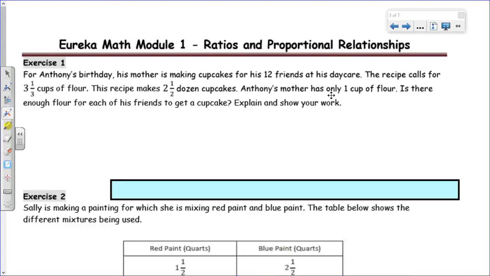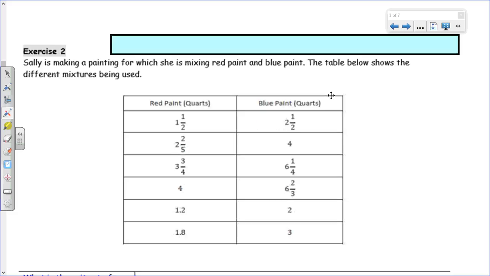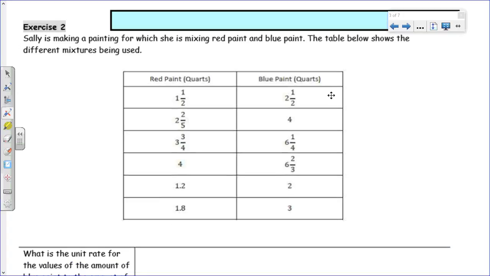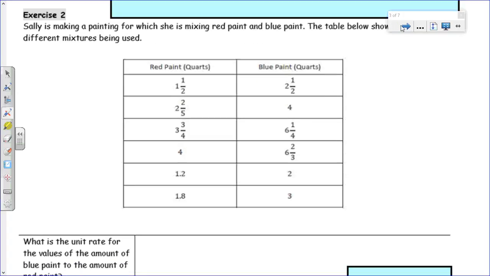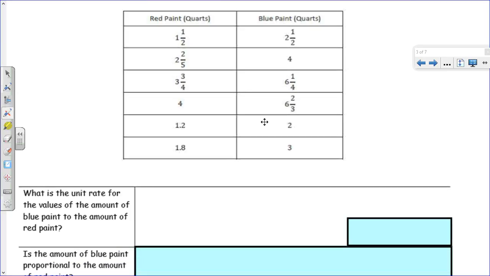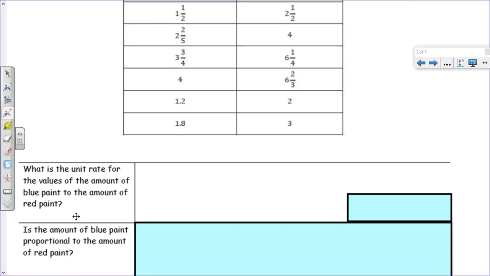we're going to go to exercise 2 for right now. That's on page 46. We know that Sally is making a painting for which she is mixing red and blue paint. The table below shows the different mixtures being used. What is the unit rate and is it proportional?